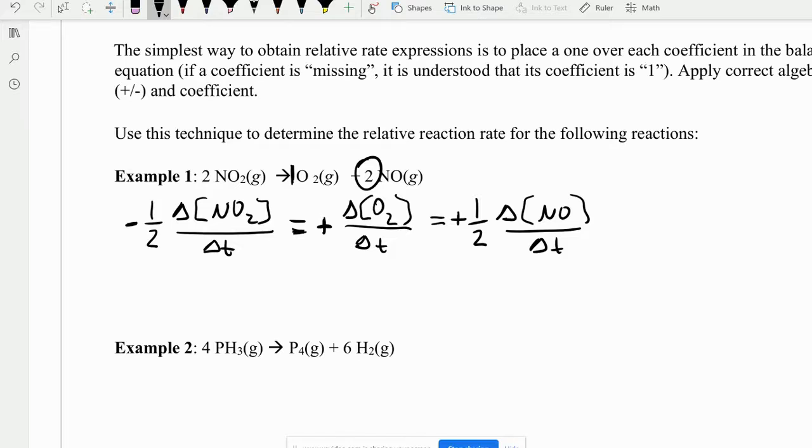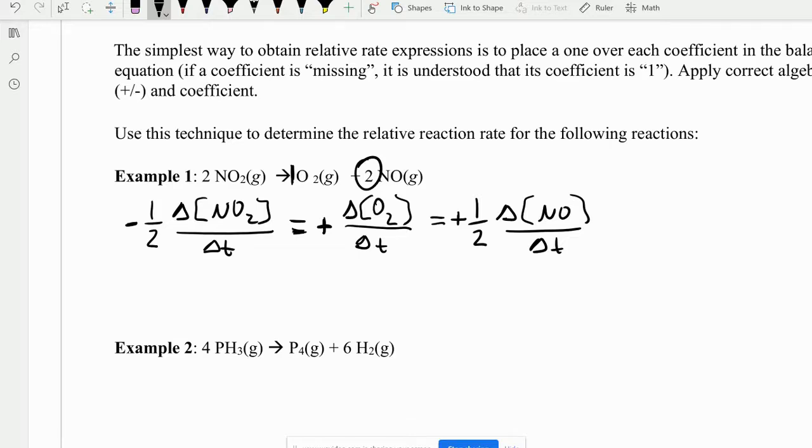Again, one more time, making sure it's a negative value for your reactants and a positive value for your products, and simply taking the coefficient from the balanced reaction and putting a 1 over whatever that coefficient is. Okay, now if you want to get rid of those fractions, you certainly can. How would you do that?